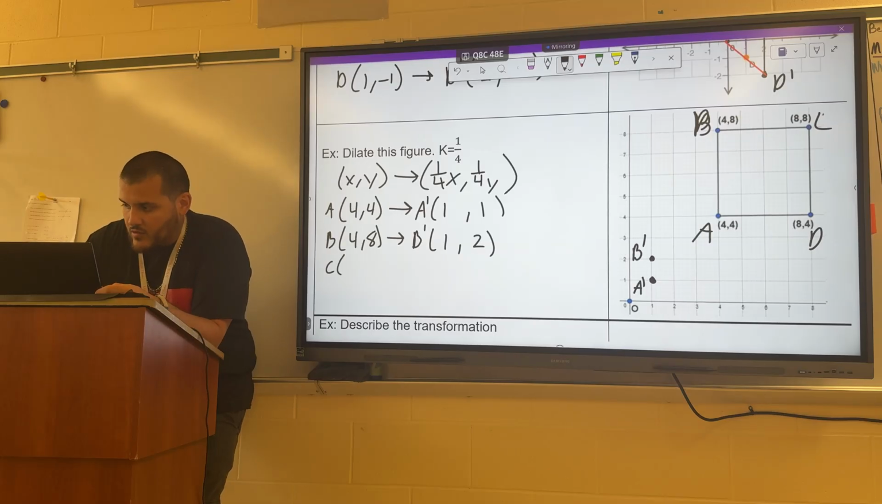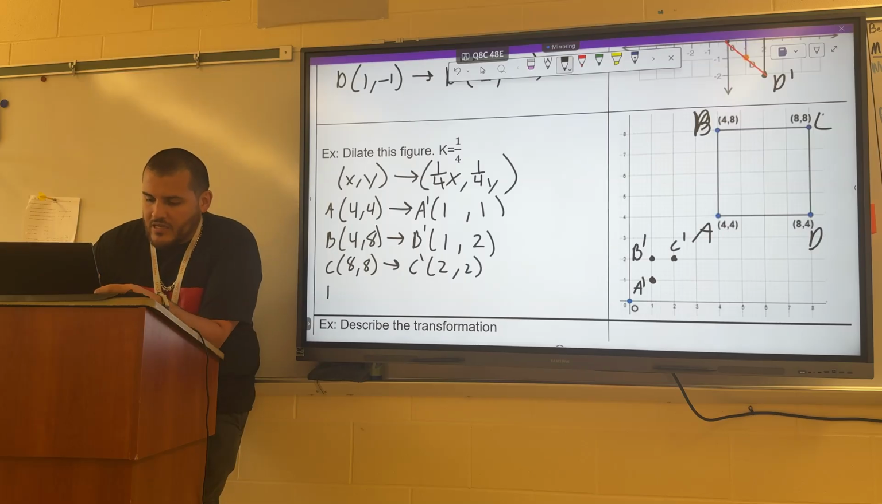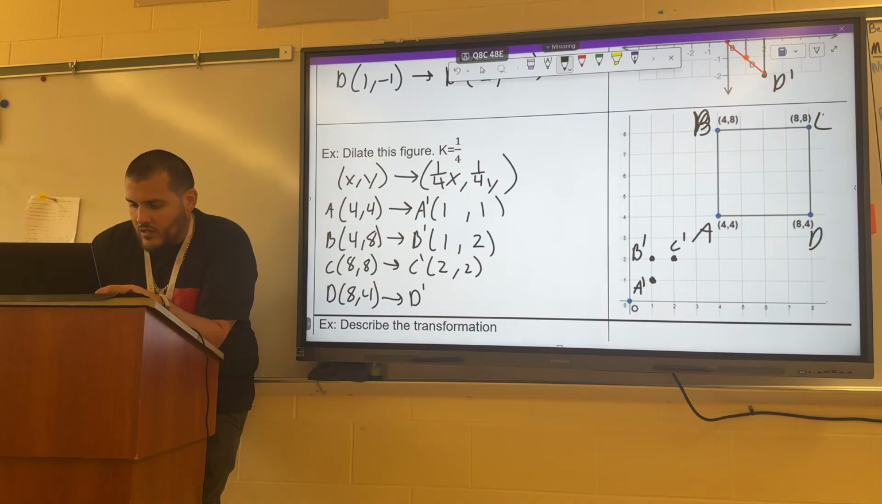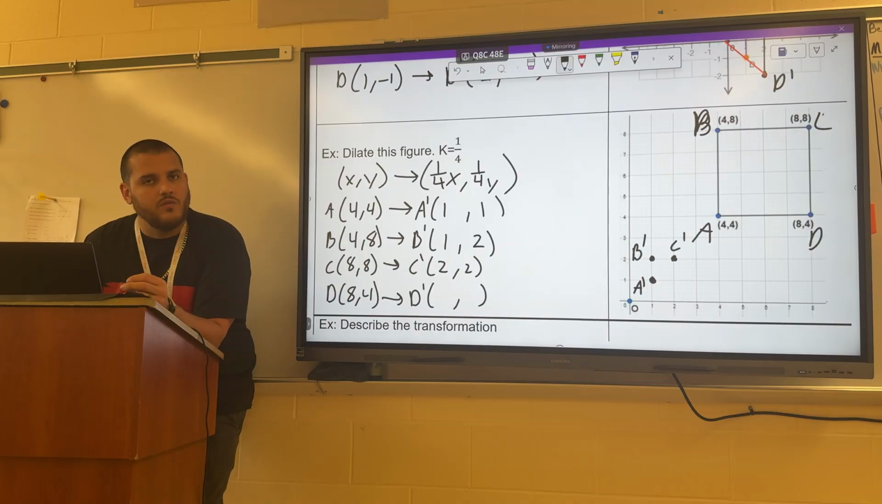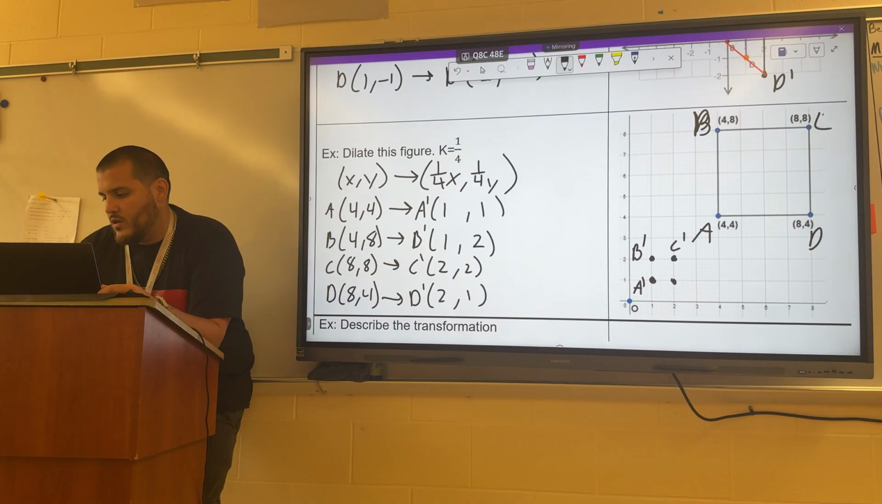And we continue. C was at 8, 8. We've already established if we multiply 8 by 1/4, the result's going to be 2. So we're going to get 2, 2 for C prime right there. And then point D is located at positive 8, positive 4. And again, we're multiplying the coordinates by our scale factor of 1/4. 8 times 1/4 gives me positive 2. 4 times 1/4 gives me positive 1. D prime is at 2, 1 right there.